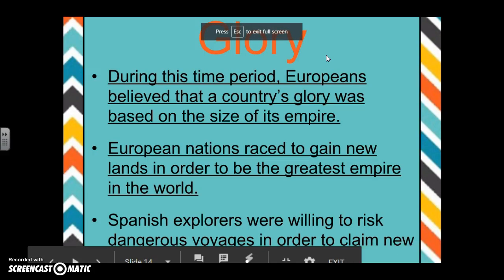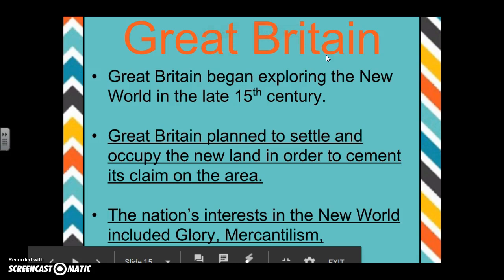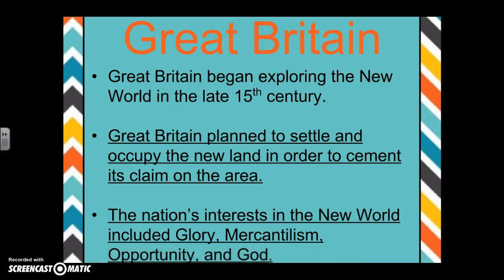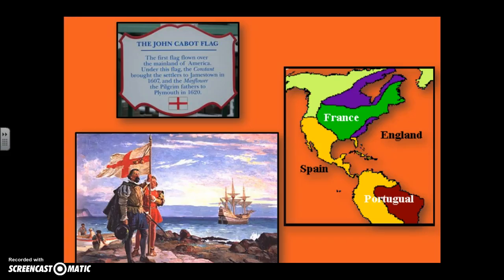All right. So let's talk about Great Britain. Great Britain planned to settle and occupy the new land in order to cement its claim on the area. The nation's interests in the New World included the glory, the mercantilism, opportunity, God, so kind of the same concepts.